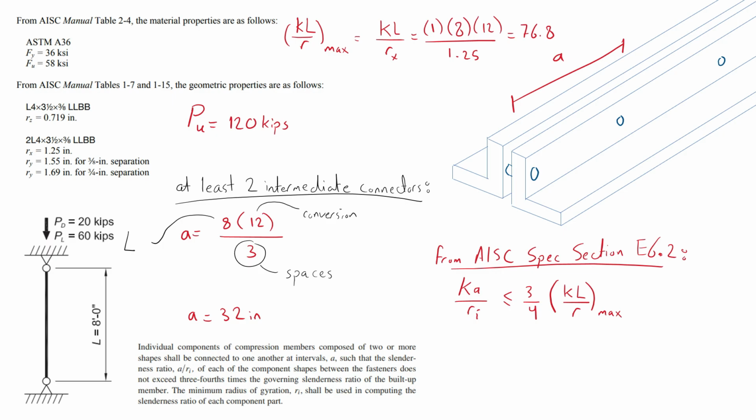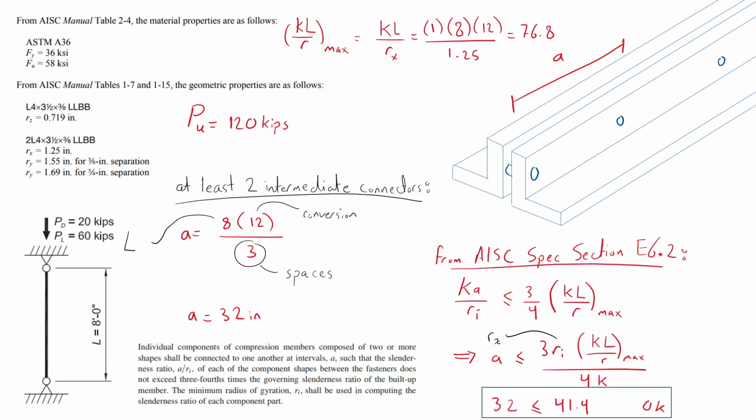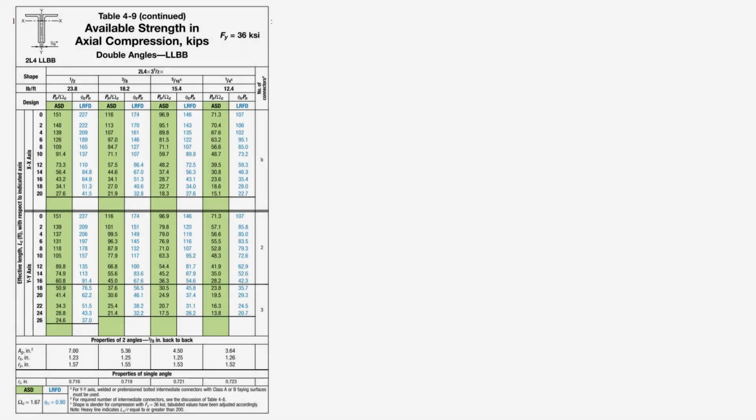We can rearrange the inequality as follows, where ri here is rz. This inequality proves to be true, and thus 2 intermediate connectors is indeed sufficient, and the member is adequate for the applied loads. In the case where we do not have the respective double angle section in Table 4-9 of the manual, we have to do the calculations ourselves.